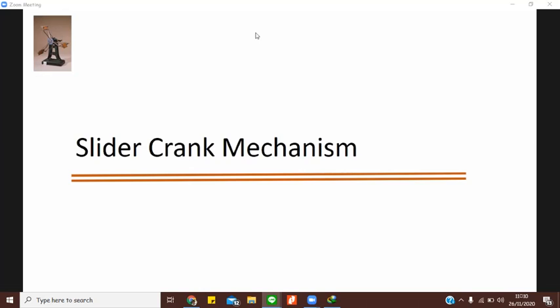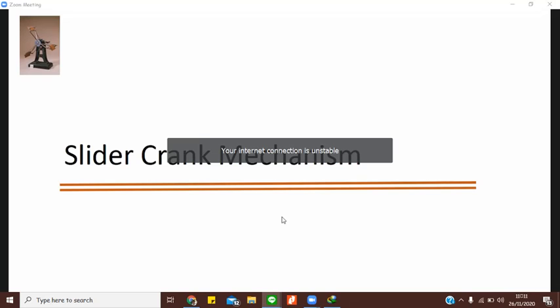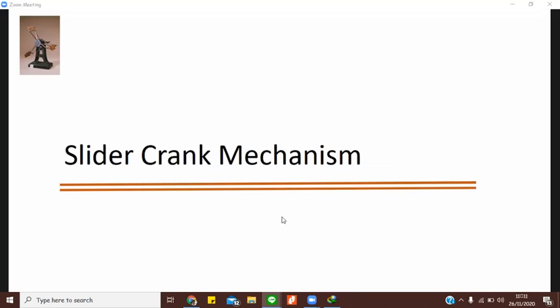Okay, so this is also a kind of mechanism which is very widely used. So in the mechanism you will have one slider. So in place of one fixed part, you will have a slider on the fixed part.